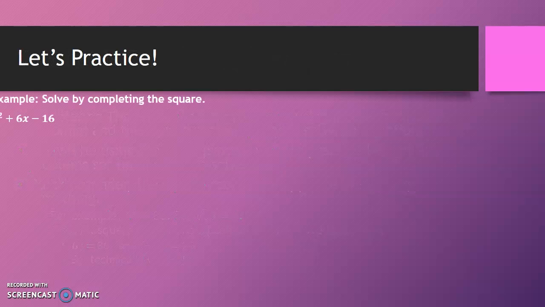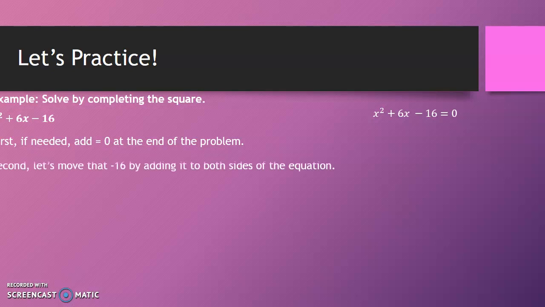Let's practice completing the square. So I have x squared plus 6x minus 16. First, if you need to, I would add equals 0 at the end of your problem. So I rewrote it so it says x squared plus 6x minus 16 equals 0.